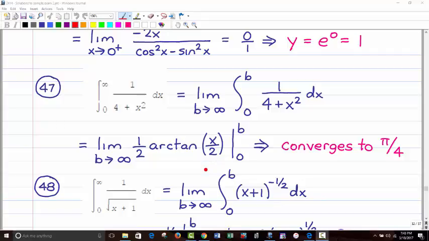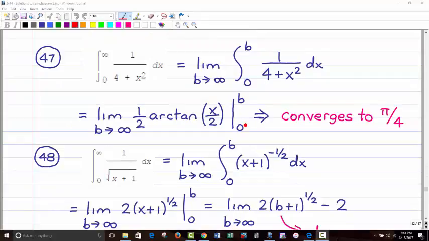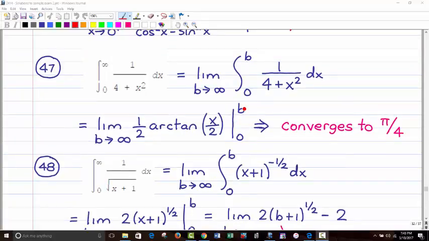So I sort of left a step out here, but I could have written it separately. You could look at my notes and see how I usually do it. But put in the b, put in the 0. Well, arctan of 0 is going to be 0. So now all we have to do is figure out if the limit as b goes to infinity of 1/2 arctan of b over 2 is going to converge or not.